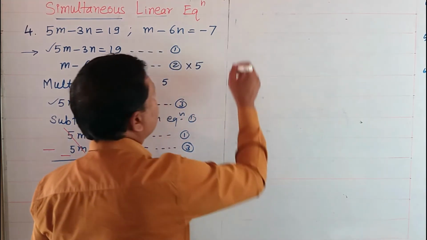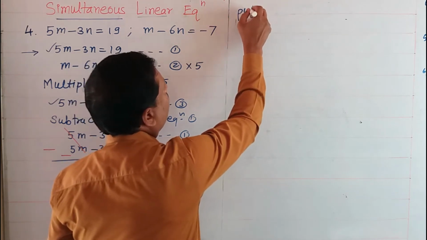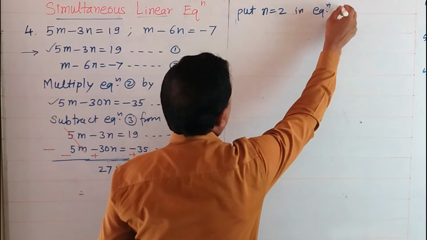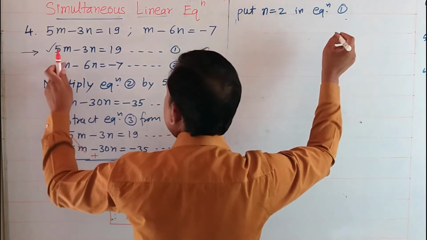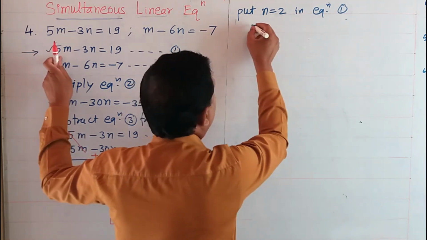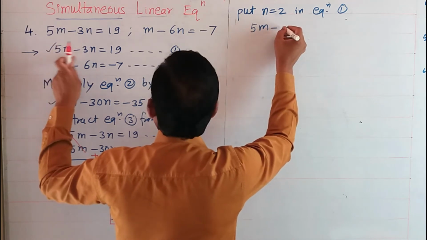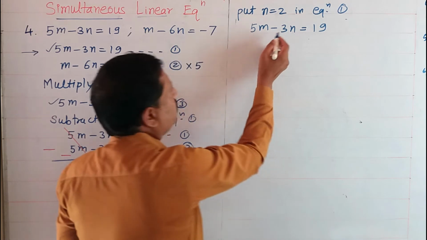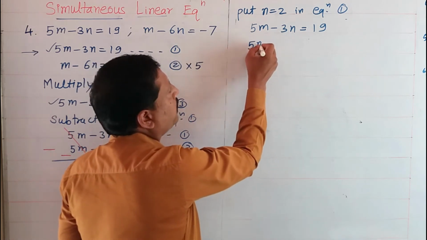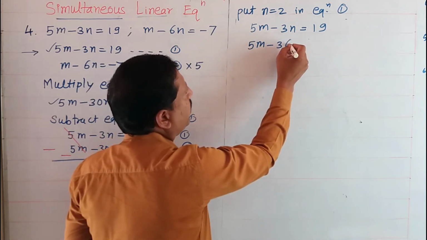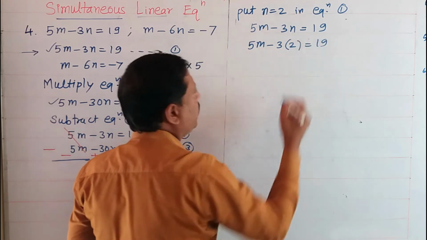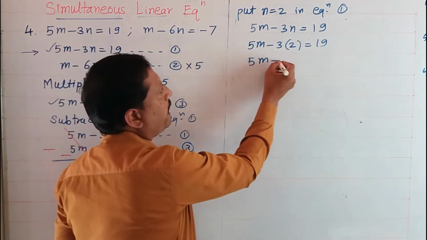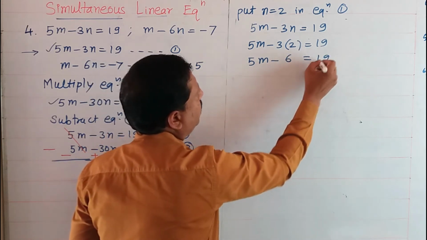Put n is equal to 2 in equation 1. Write down equation 1 here like this: 5m minus 3n is equal to 19. n is equal to 2. 5m minus 3 in bracket 2 is equal to 19. Simplify this. So we get here 5m minus 6 is equal to 19.